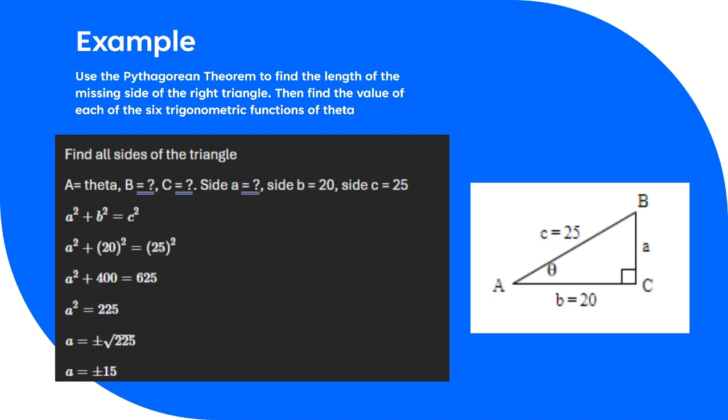So in our example, we have A as our theta. We don't know side a, but we know side c, which is 25, and side b, which is 20. Using the Pythagorean theorem, a squared plus b squared equals c squared. Then I use a squared plus 20 squared equals 25 squared. a squared plus 400 equals 625. If we subtract 400 from 625, we get 225. We do the square root of 225, giving us plus or minus 15.